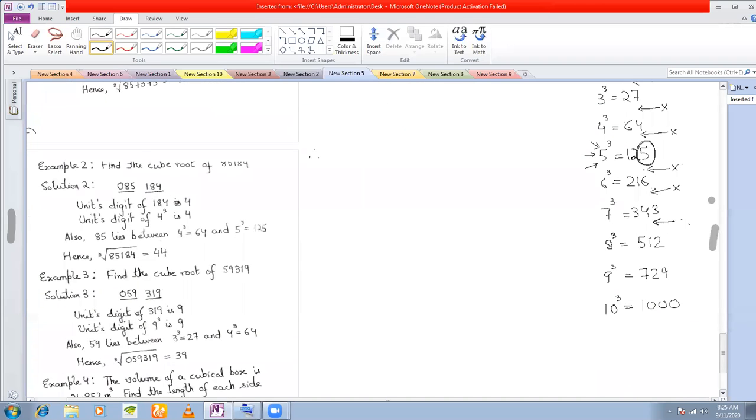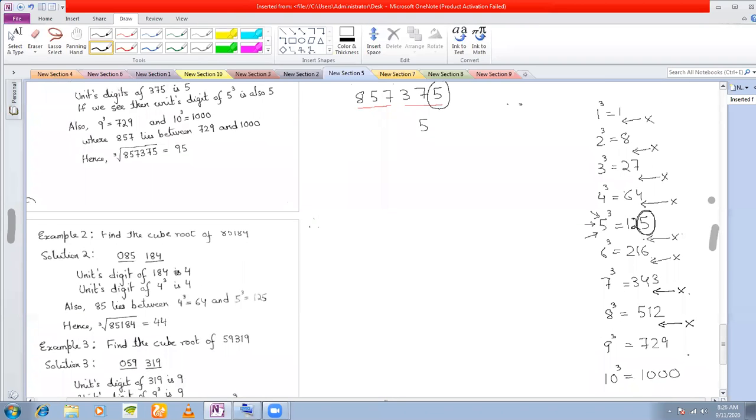Here also 857 does not lie. Here also 857 does not lie. Where does it lie? 857 actually lies between 729 and 1000. You'll get 857 somewhere over here. Am I right or wrong?